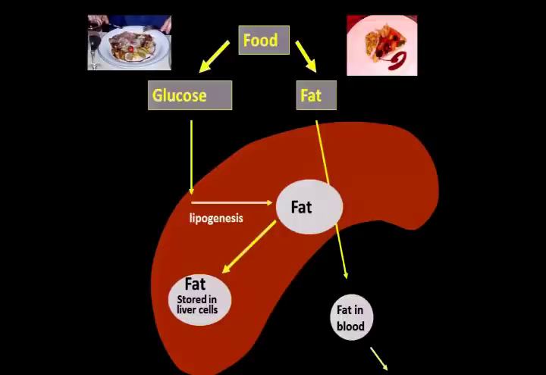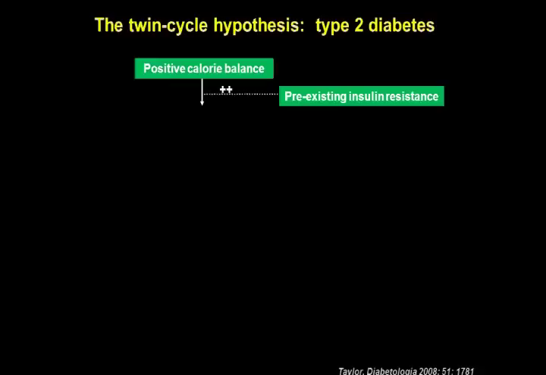So, having read that article, and after drawing a few diagrams for myself, this is how it looked to me, theoretically. It seemed to me that type 2 diabetes would only ever develop if there had been positive calorie balance over a long period of years. It doesn't have to be very great, but it has to be positive. And that would result in the laying down of excess fat in the liver.